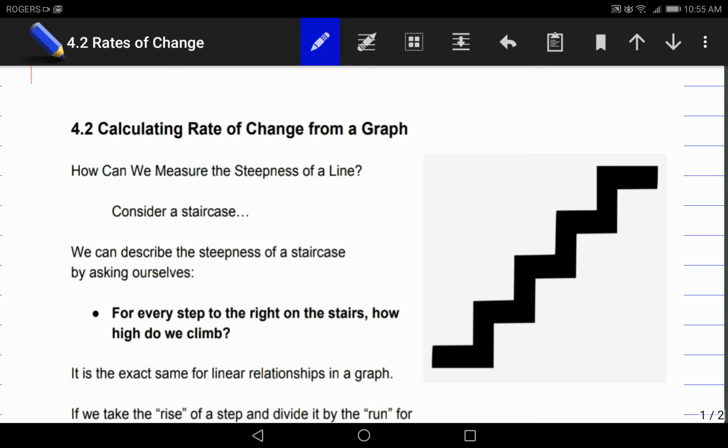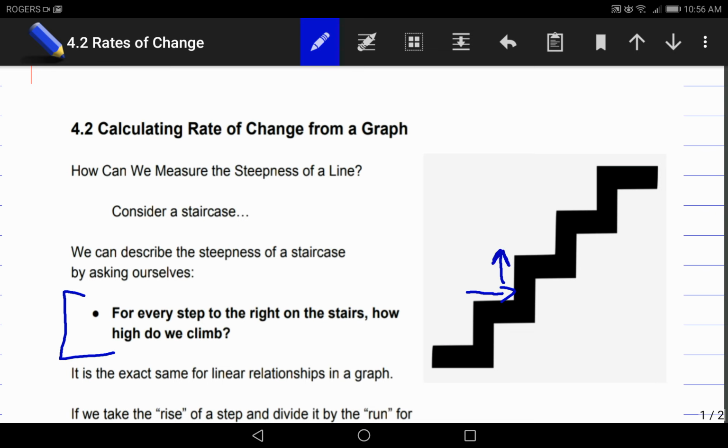Well, let's consider a staircase. Let's say we had this staircase here on your right, and we had to come up with a way to determine how steep that staircase is. As we know, there are different staircases with different levels of steepness. We can describe the steepness of the staircase by asking ourselves: for every step to the right on the stairs, how high do we climb? So every movement to the right, how high do we need to go up to get to the next step?